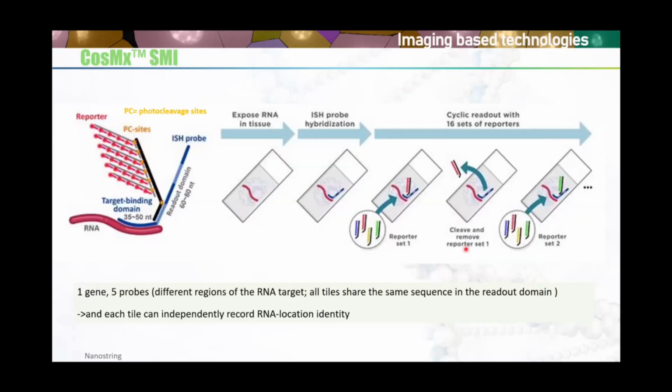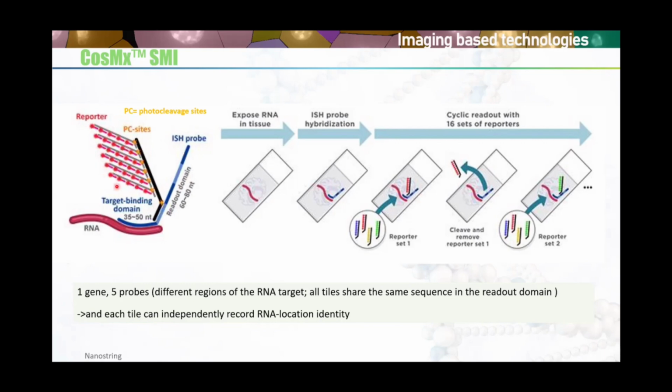Another technology that is out there is called CosMx from NanoString. And in this case, they have a different approach to amplifying the signal. So they have this tree-like structure. Here we have the first specific probe that binds to your mRNA. It has 35 to 50 nucleotides that will bind to the mRNA, and also has 4 readout domains, where our readout probes will then bind. And each readout probe then has this tree-like structure where all the fluorescent readout probes will bind, amplifying the signal a lot.